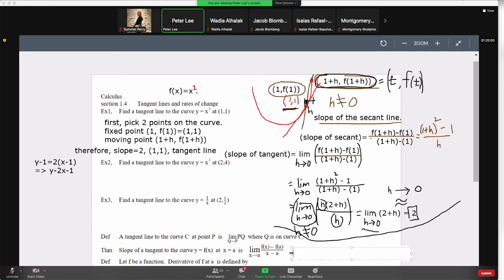The slope of the tangent is equal to now is going to be the limit of the secant. In this case, the limit of the secant is going to be f of t minus f of 1, and then divide by t minus 1. Sometimes we name it this way.